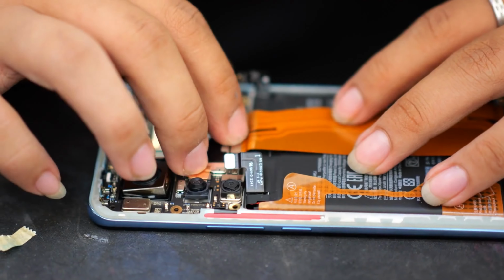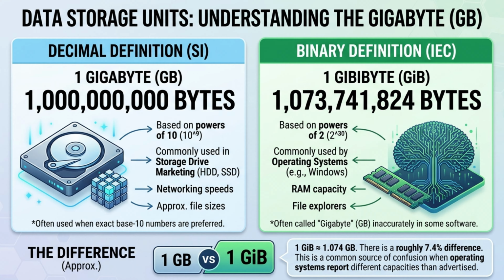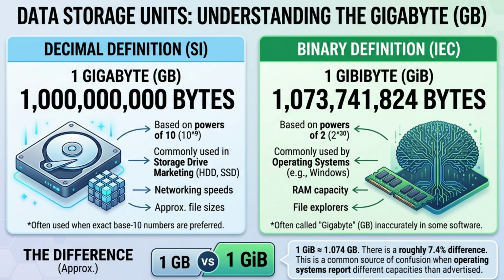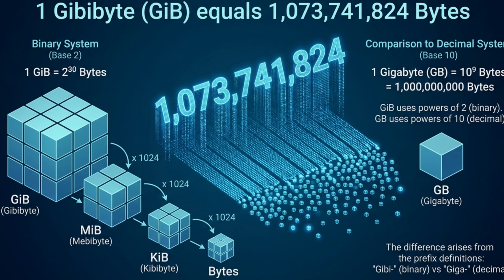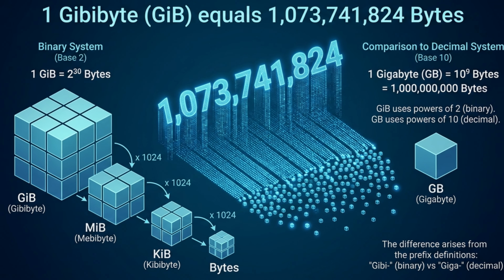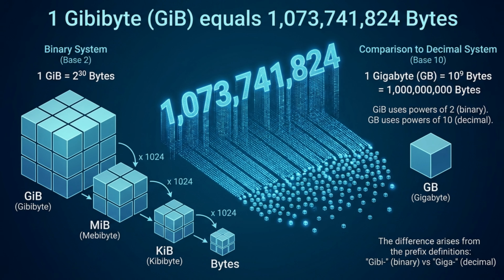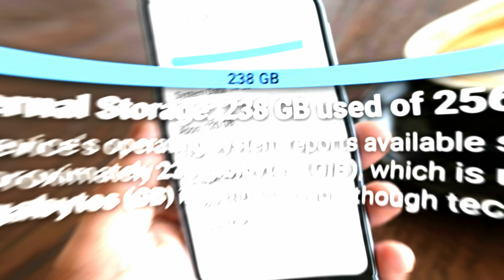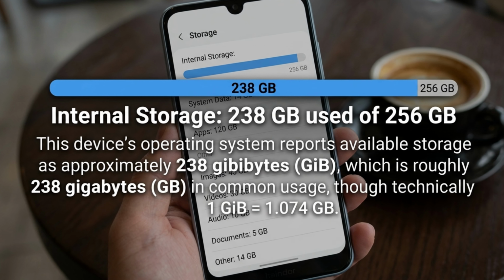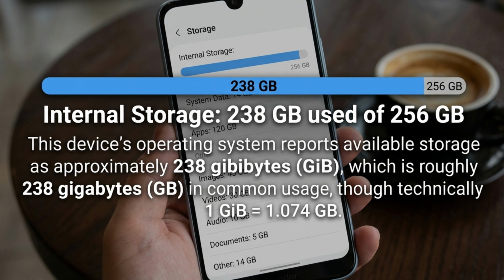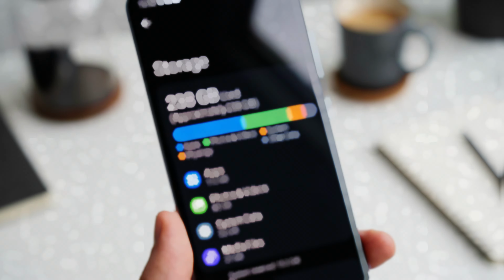Storage manufacturers measure capacity using the decimal system. 1 gigabyte equals 1 billion bytes. But operating systems measure storage using the binary system. 1 gigabyte equals 1,073,741,824 bytes.